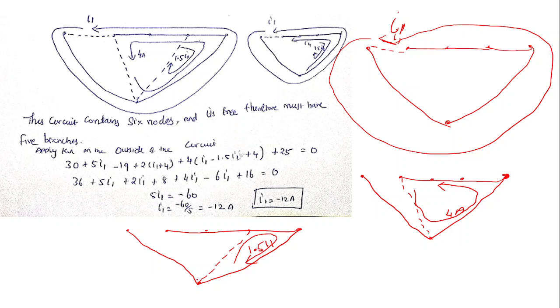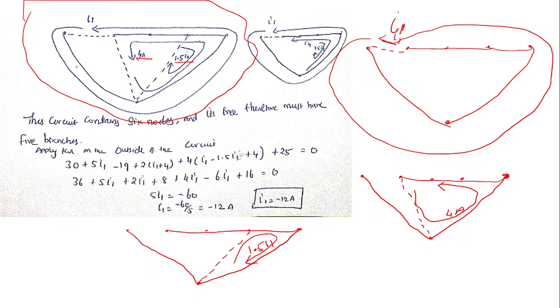So now I am going to combine all these 3 diagrams together and I have drawn them here. So the outer loop is I1. We have one more, the middle loop, 4 amperes, and then 1.5 I1. We have only one unknown, which is I1. So I can apply KVL to the outer loop.